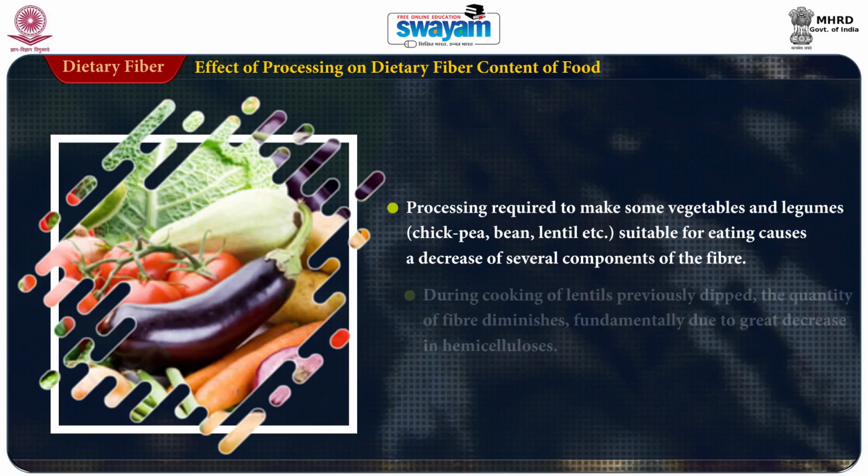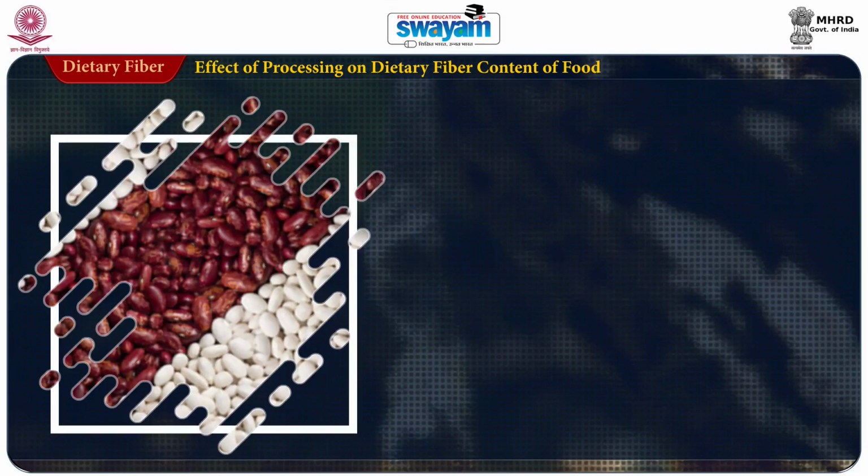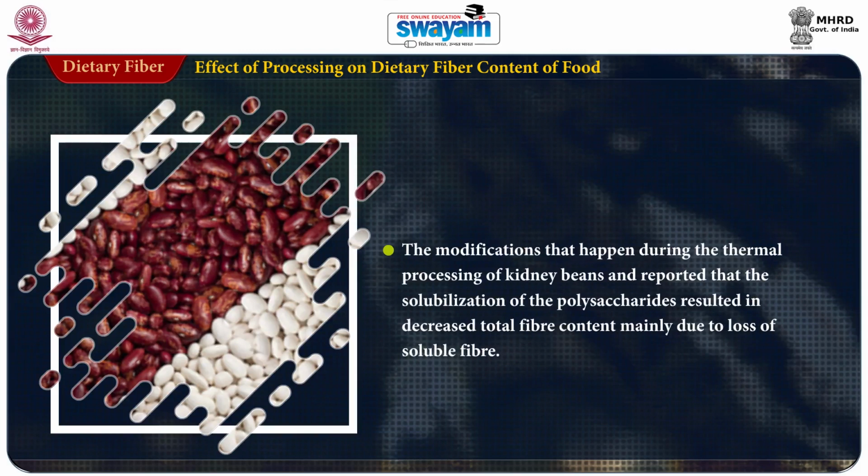For example, during cooking of lentils, previously soaked, the quantity of fiber diminished, owing fundamentally to a greater decrease in hemicellulose, as suggested by Tatjana et al. in 2002. Further, their study stated that modification happens during thermal processing of kidney beans, with reported solubilization of polysaccharides resulting in a decrease of total fiber content, mainly due to loss of soluble fiber.